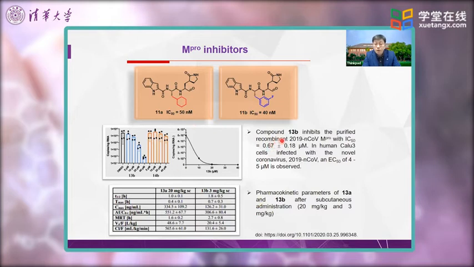And for compound 13B, it can inhibit the purified recombinant novel coronavirus M-PRO with an IC50 value around 0.7 micromolar. And here on the lower part is a table of preliminary PK data that has been conducted and shown here.